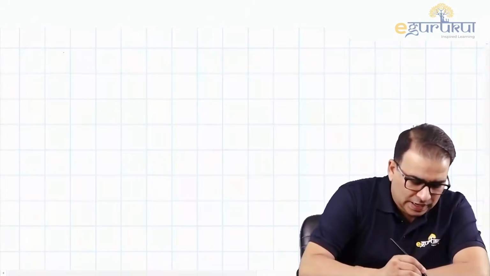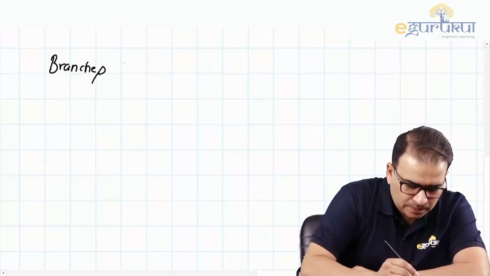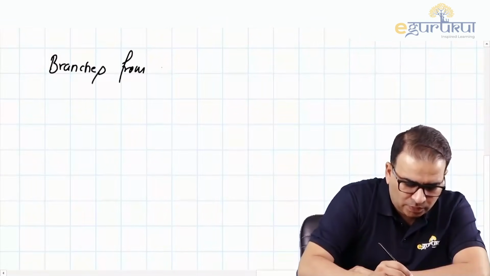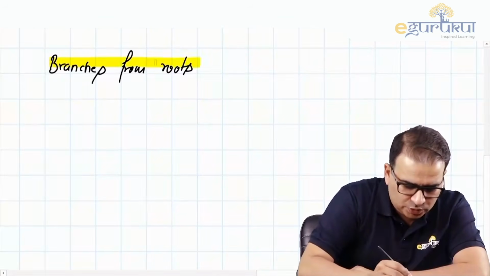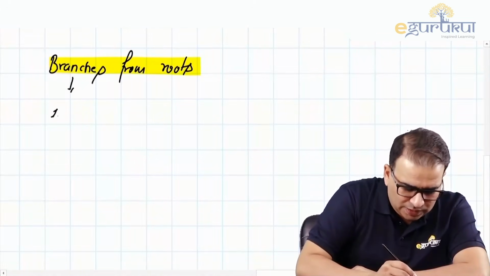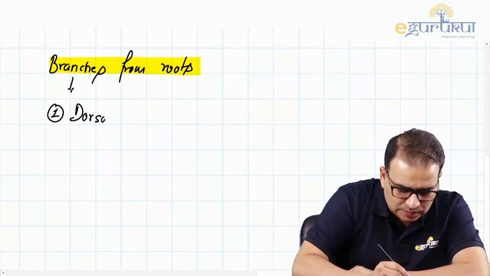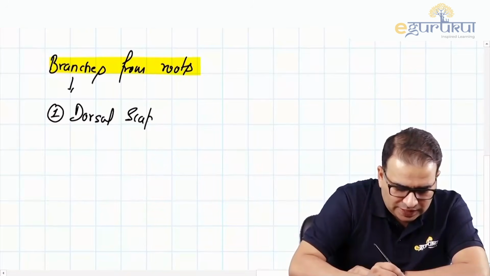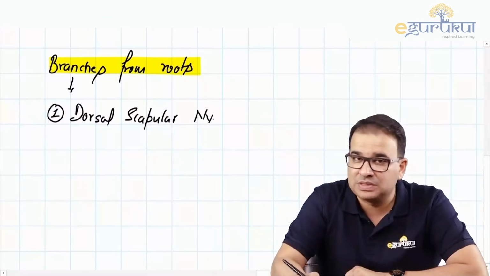Guys, we said first we are talking about what? Branches. From where? We're talking about the branches from the roots. Let's talk about the branches from the root. So we gave it number 1. Number 1 we gave to the nerve called the dorsal scapular nerve, which was coming from C5.